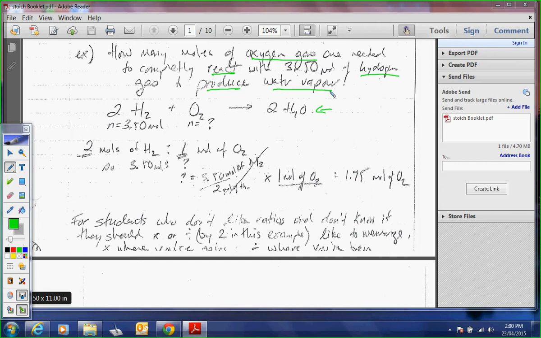Here comes the Chem 20 bit. The information for the hydrogen that it's been given to me is n equals 3.50 moles.